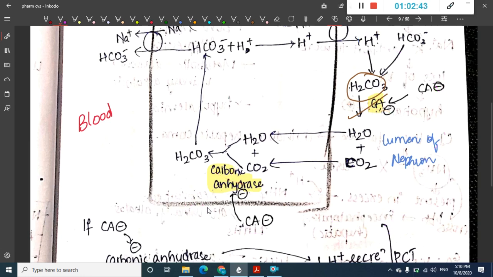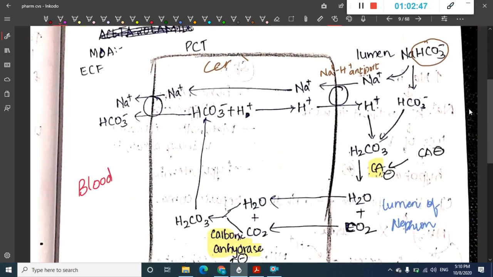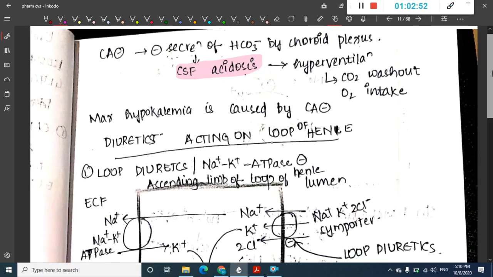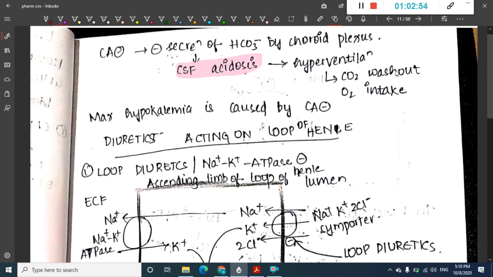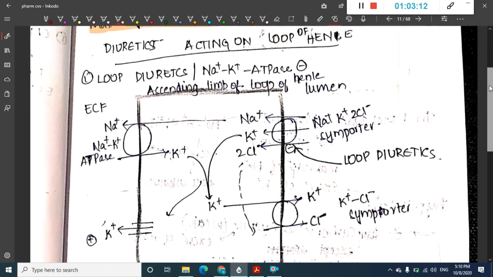I'll just show you the one which I wrote. So if you see here, it causes hyperventilation leading to carbon dioxide washout. Next, one more important thing, if you see here, carbonic anhydrase inhibitors, among all these diuretics, cause maximum hypokalemia. Then what is the next group of drugs?